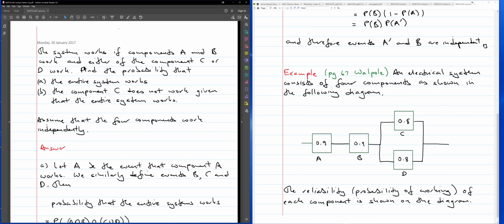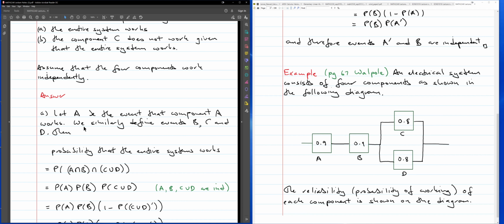In fact it's stated in the question, right? Your system works if components A and B work, and either of components C or D work. So that's really what I just said. What you want to get is, first of all, the probability that the entire system works. So let's focus on part A to start off with.